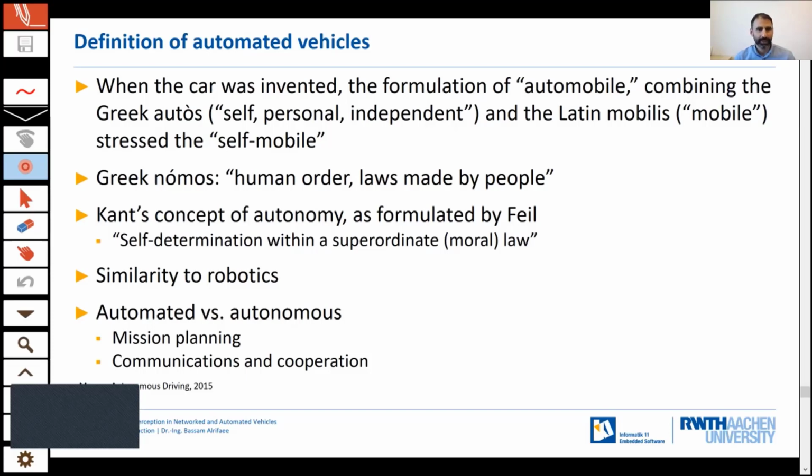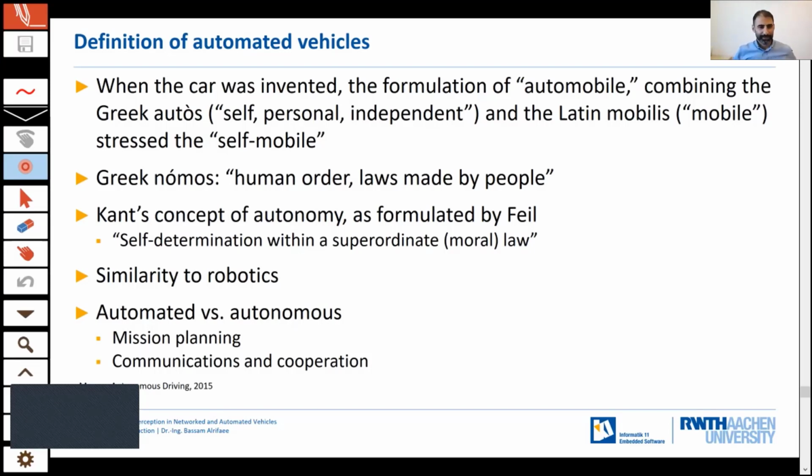When the car was invented, the formulation of automobile combined the Greek autos, and autos comes from self, personal, or independent. So in its origin, it includes the independent word, and the Latin word mobilis, mobile, and if you put the two words together, it is self-mobile. It is already defined to be more or less automated.